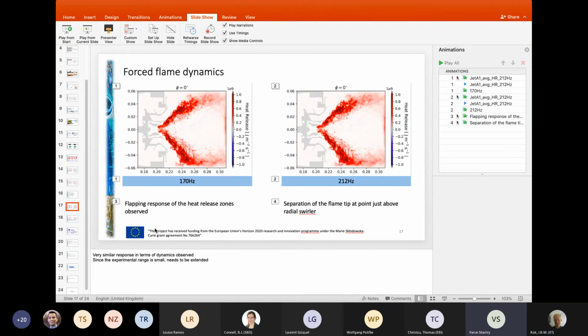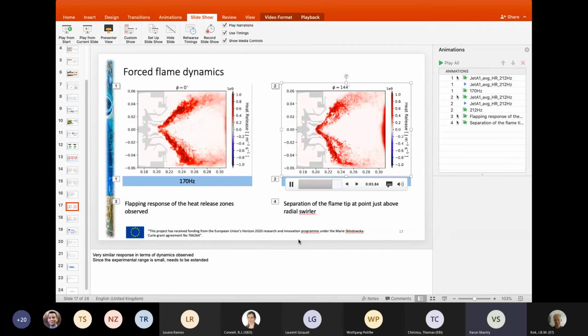So this slide 17 was this flame response that I was trying to show. I hope the video is running now. Yeah, it is. So on the left was what was happening for about 170 hertz, and on the right was the end of the experimental frequency zone at 212 hertz. Because it was a narrow range, we don't see much of a difference in terms of response.